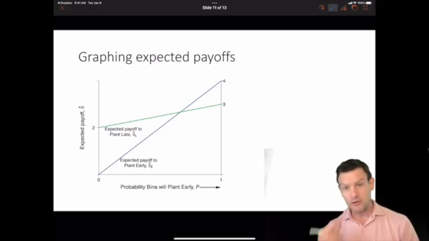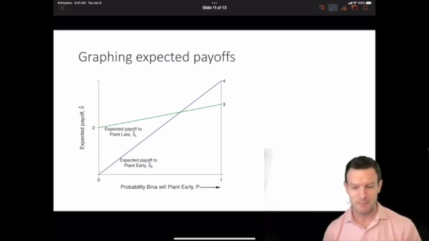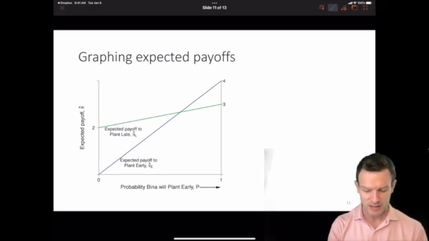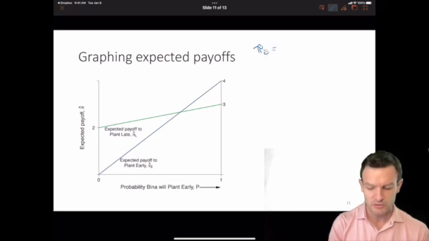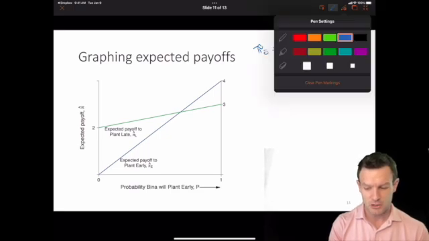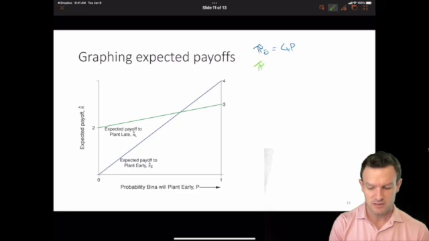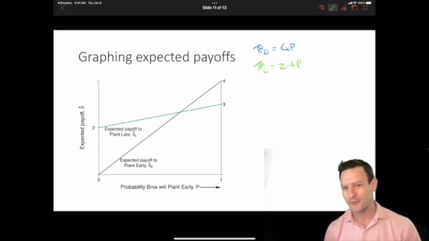Now, there are a couple of relevant points that we're going to want to think about here. So let's think about these for now. Now, we know that pi hat E equals 4 times P. We know that pi hat L equals 2 plus P. So remember, what did we say?